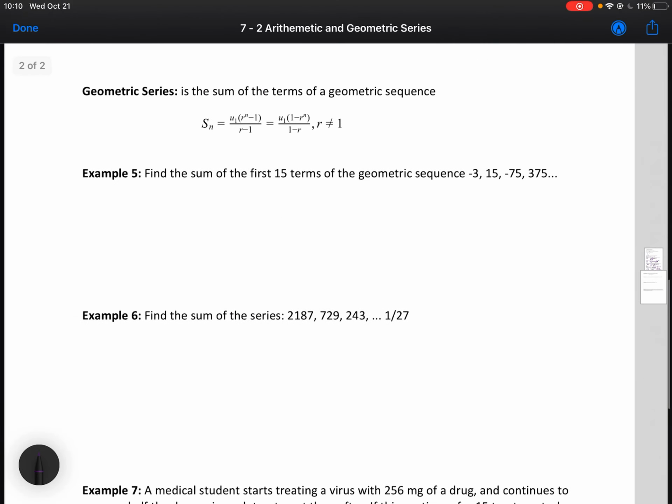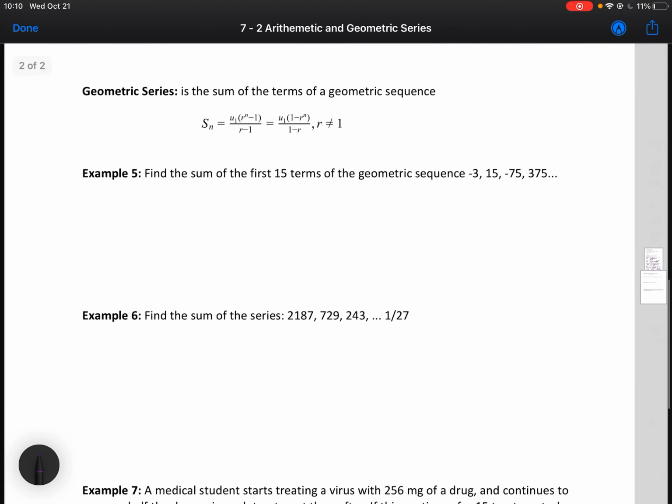Now, moving on to geometric series, that is the sum of the terms of a geometric sequence. And so here's the equation that we have for the sum of the terms of a geometric sequence. And we're going to do some examples of using that formula. So the first one that we're going to do is find the first 15 terms of the geometric sequence. So that means I know that I'm looking for S15. I know my first term here, U1, is going to be minus 3.